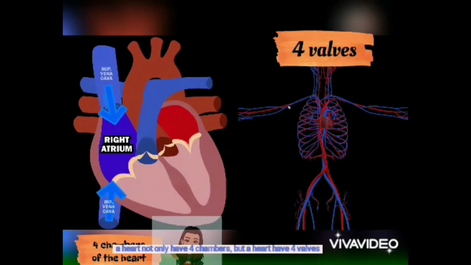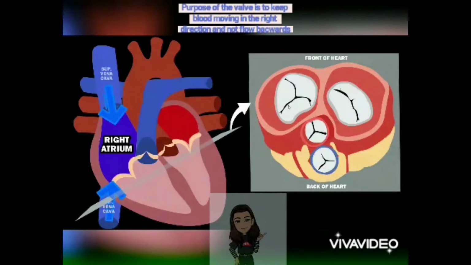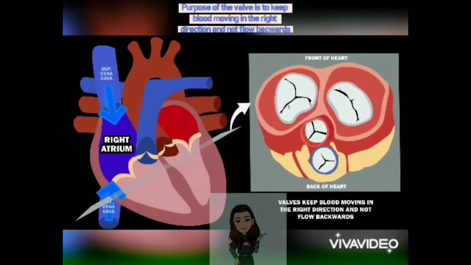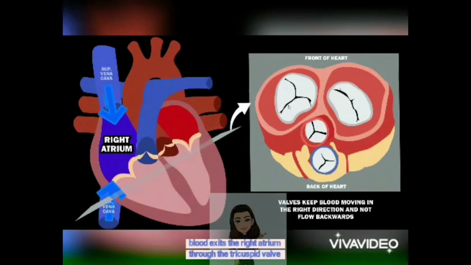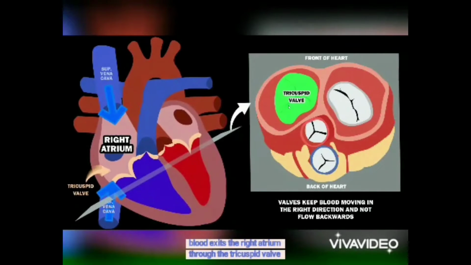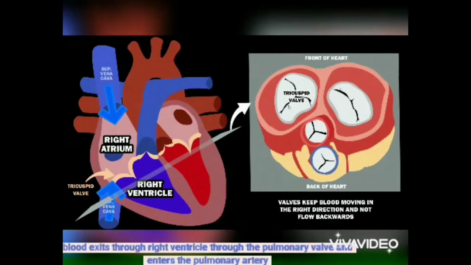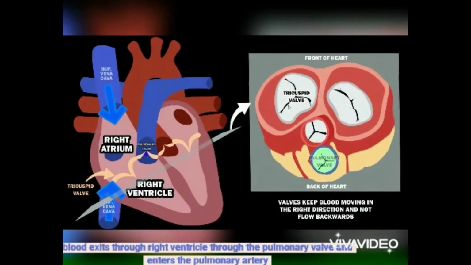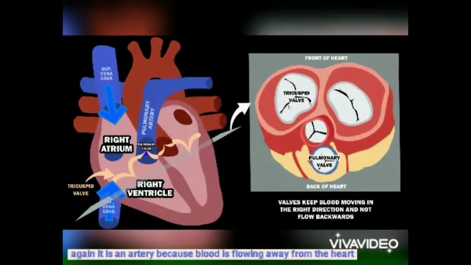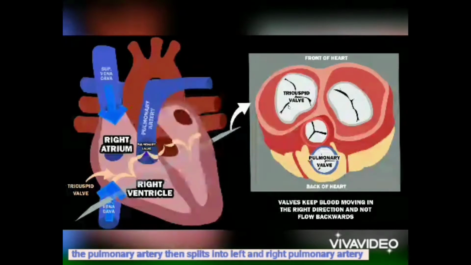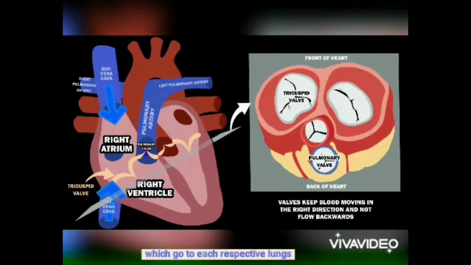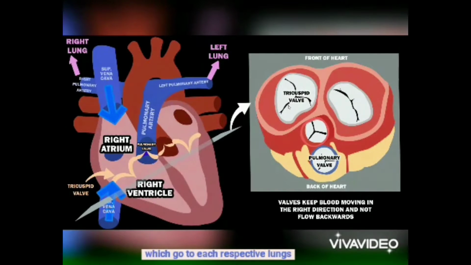The heart has four valves. The purpose of the valve is to keep blood moving in the right direction and not flow backwards. Blood exits the right atrium through the tricuspid valve and enters the right ventricle. Blood exits the right ventricle through the pulmonary valve and enters the pulmonary artery. Again, it is an artery because blood is flowing away from the heart. The pulmonary artery then splits into the left and right pulmonary arteries, which go to each respective lung.